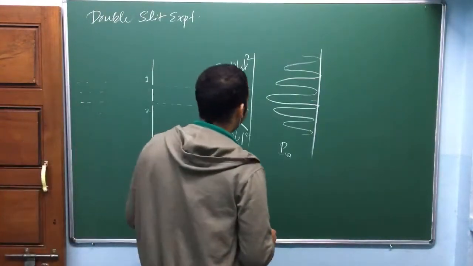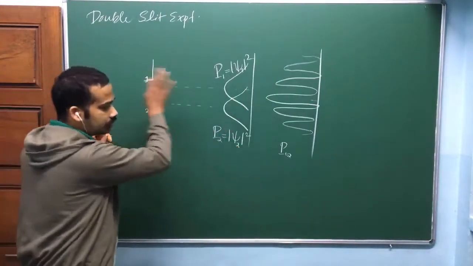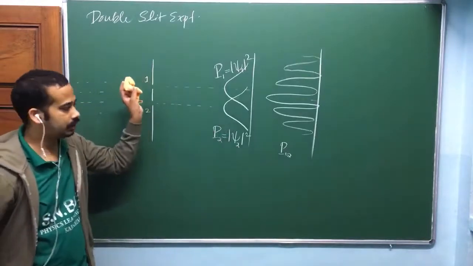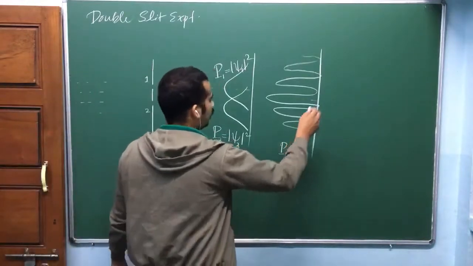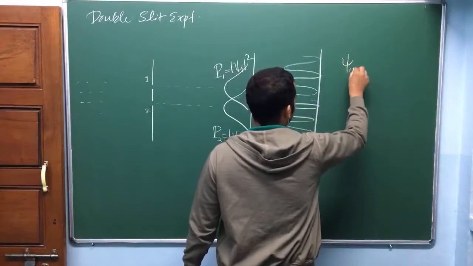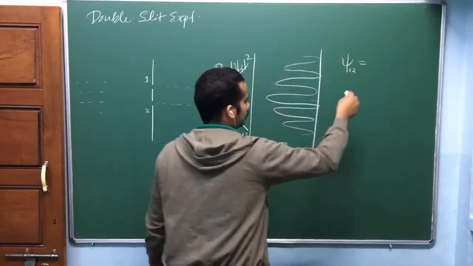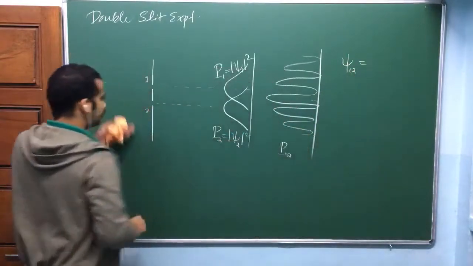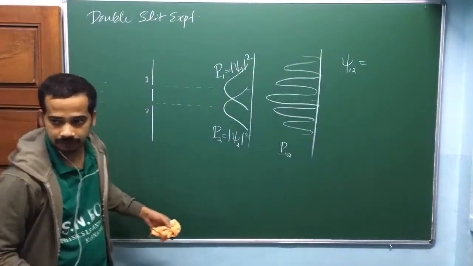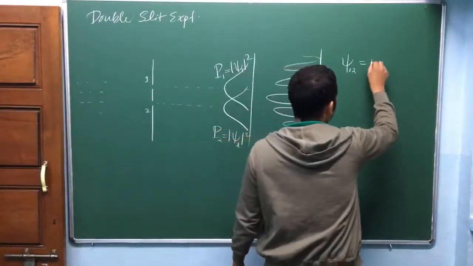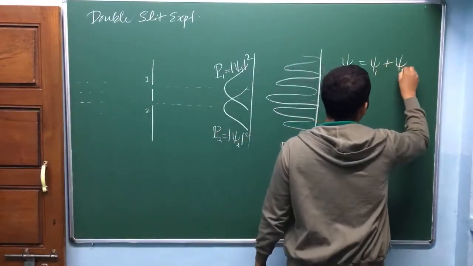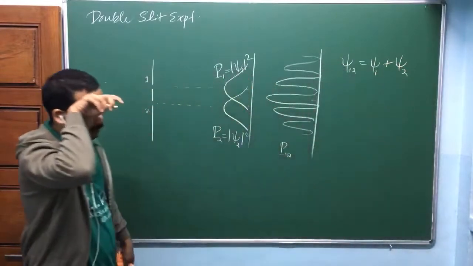So when we keep this unobserved, when we are not disturbing the electron, what did we get? The same is true for the single electron experiment. The state of the electron is psi 1 plus psi 2. We call this one a superposition state.